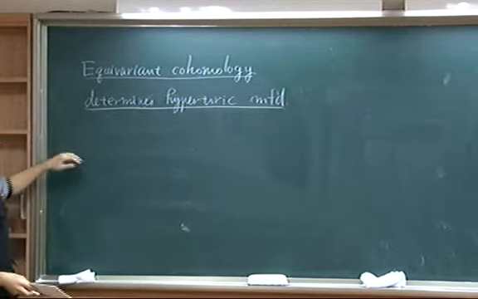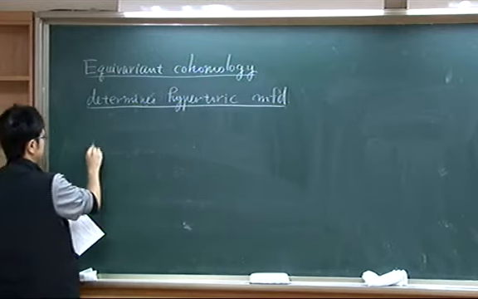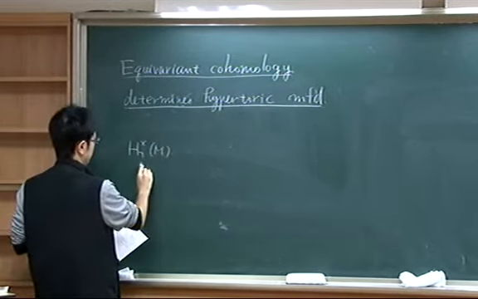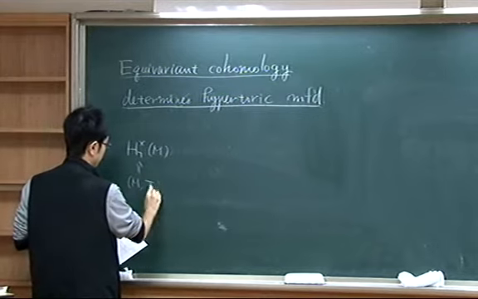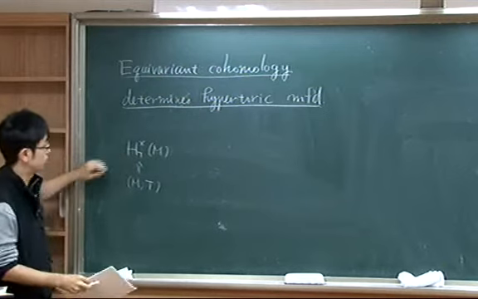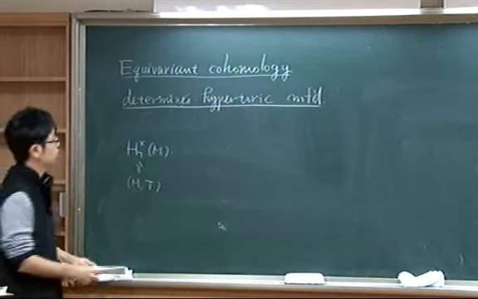Equivariant cohomology is one of the very important invariants in transformation group theory. I often write it for a space M. It's defined as follows: we give some group G action on this space, then we define this kind of topological invariant for this space. And so it's an invariant.